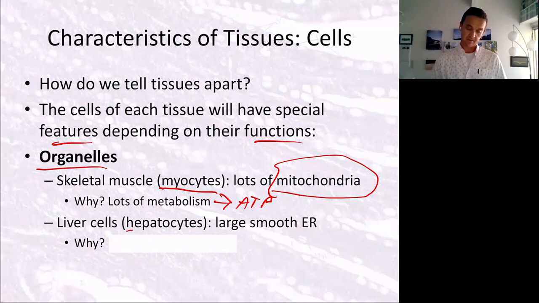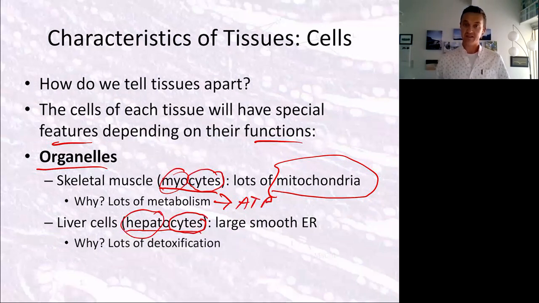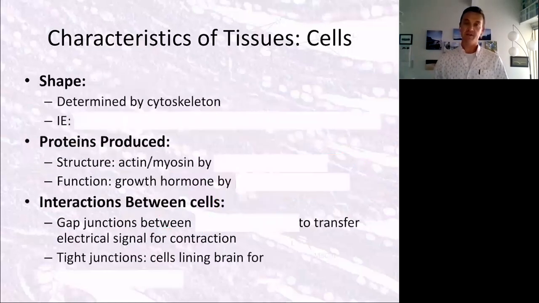Liver cells are also known as hepatocytes. You'll notice that the "cyte" on the end means cell. Myo means muscle, hepato means liver. You'll start noticing similarities like that. Liver cells have a gigantic smooth endoplasmic reticulum. Why? Because one of their main jobs is to detoxify chemicals, and that's one of the jobs of the smooth ER. What about the shape of the cell?